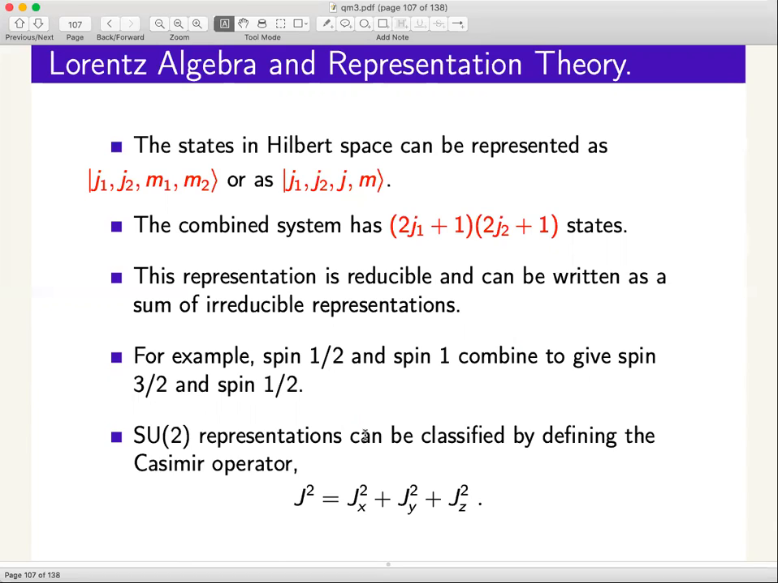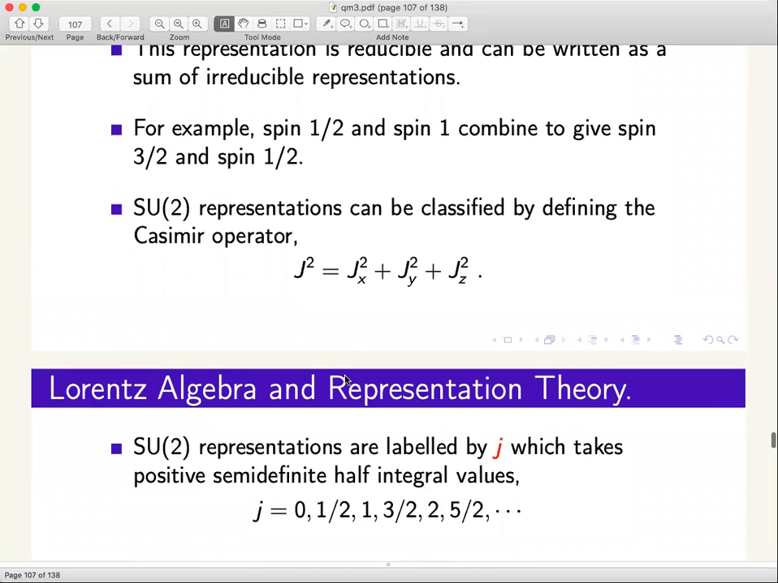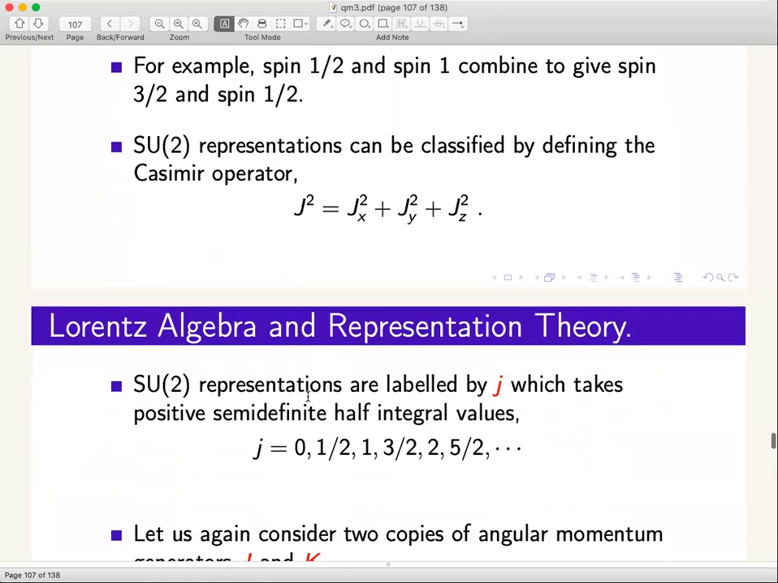Fine. Now we have to find ways of labeling the representations. So what we do is we define what is called the Casimir operator, which is called J squared, which is Jx squared plus Jy squared plus Jz squared. And this operator acting on any representation returns you a specific number. If the representation is j dimensional, then this capital J gives you small j into small j plus 1 as an eigenvalue. And that is the one which will allow you to label the representation using the small j value.